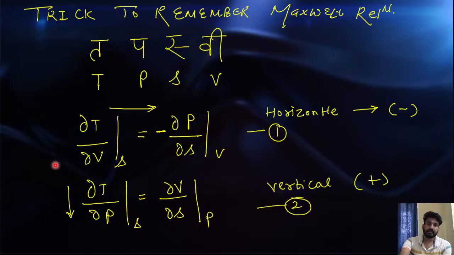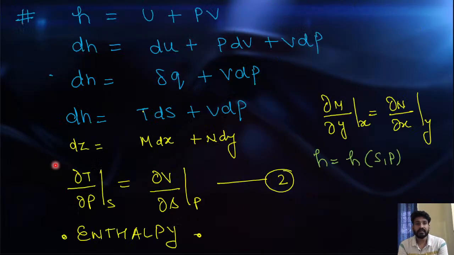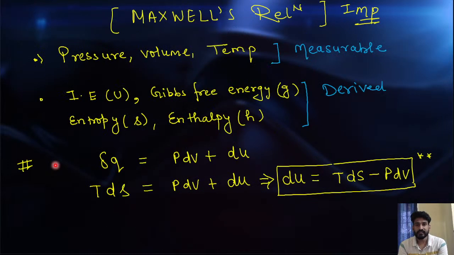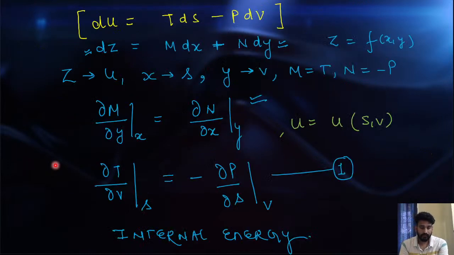So first thing is, what is the first thing important? That these four relations between T, P, S and V. Second thing important is that which relation stands for which equation, right? This is basically, I already told you. So again I'm telling you that, see, this is my del T over del V, keeping entropy constant, is equal to minus del P over del S, keeping volume constant. This is my equation number one.